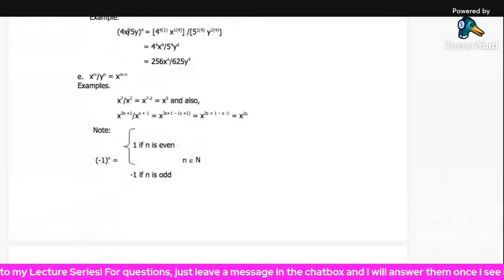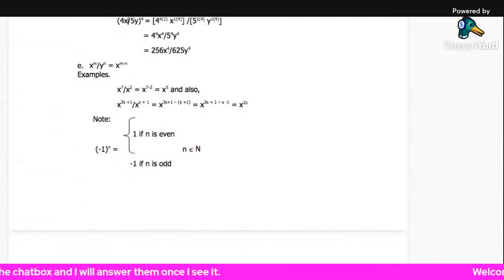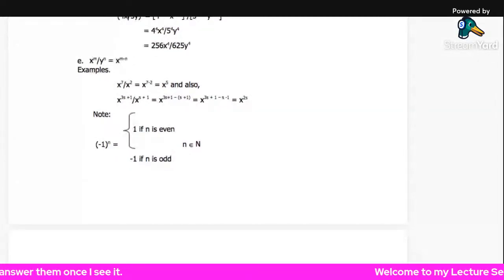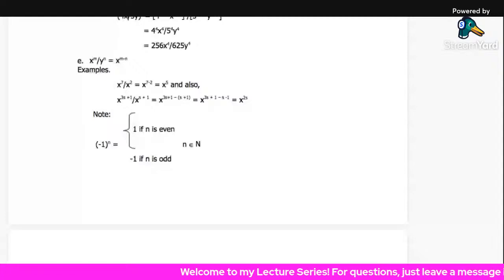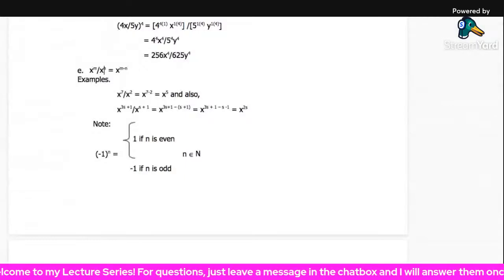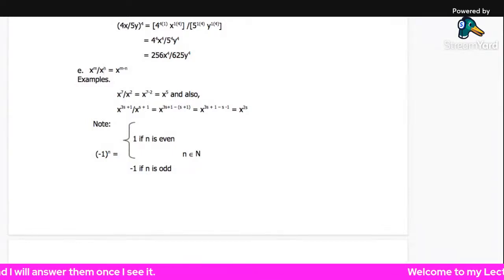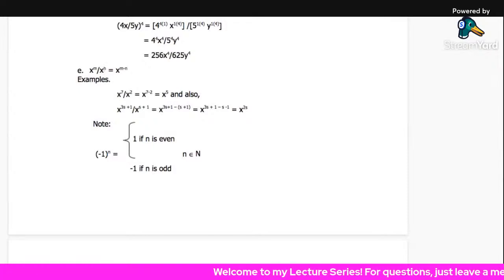Now, how about if we have similar, what is this? Ah, no, this should be x. This is not y, that should be x. X raised to m over x raised to n is equal to x raised to m minus n. Okay, they should have the same base. The base of the numerator and the denominator should be the same so you can perform this law.